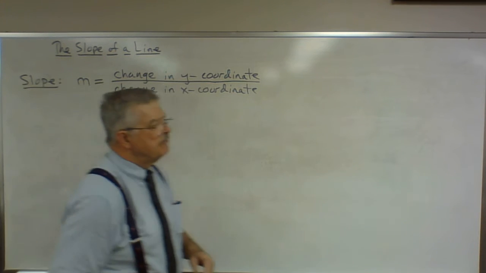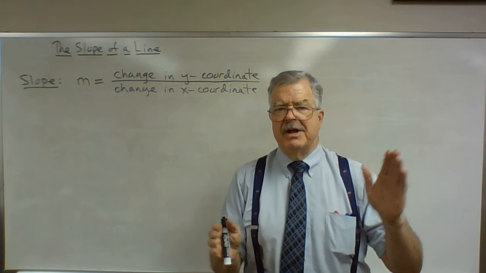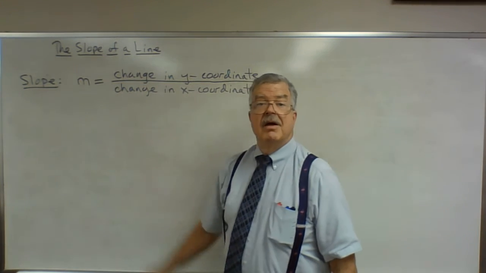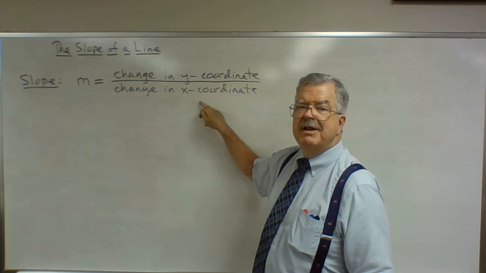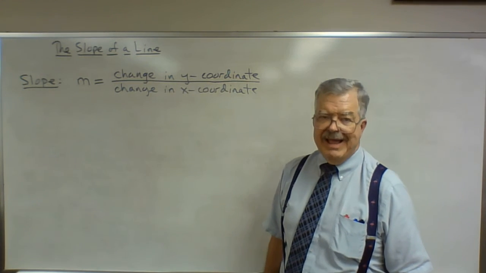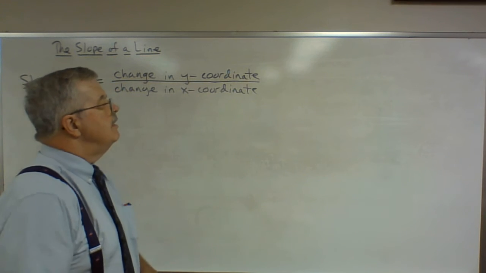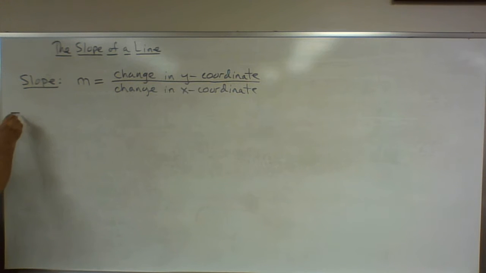Again, as we go from one point to another point on the line, the slope M measures the change in the y coordinate divided by the change in the x coordinate. So let's be more specific. How do we compute this?